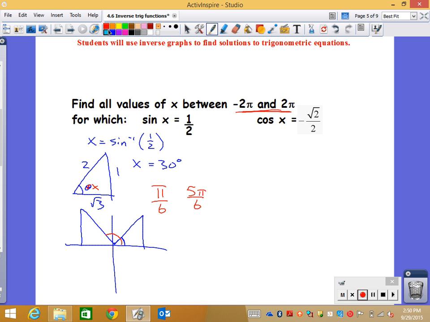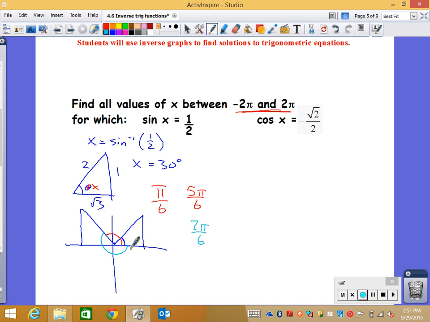Now how we deal with the negative 2 pi to 0 is we start at the positive x-axis and we go the other way around. So this teal angle is the first angle that I'm going to deal with from negative 2 pi to 0. Now you may be thinking, hey, the reference angle is pi over 6. So because of that, I'm a pi over 6 greater than 1 pi, or 7 pi over 6.